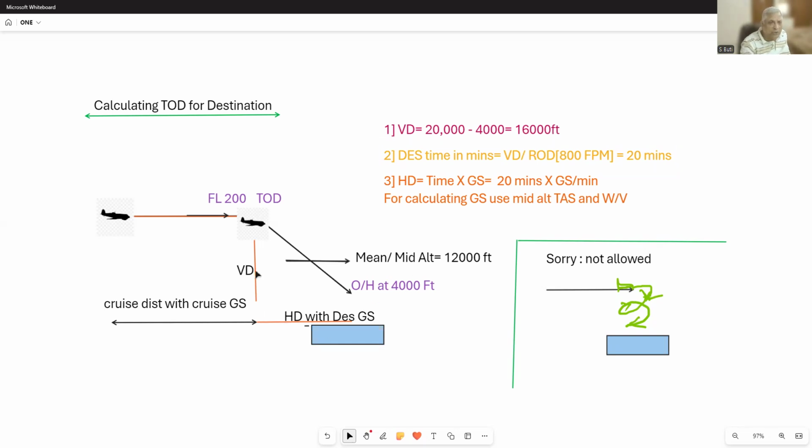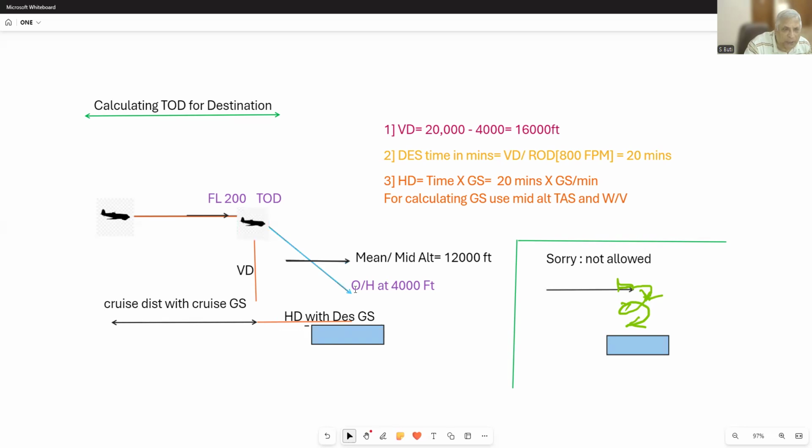Now, when should I start the descent? Find out this horizontal distance: time, 20 minutes, into the ground speed per minute, which is ground speed divided by 60. Okay, if your ground speed during descent is 300, per minute it will be 5 nautical miles. In 20 minutes, you will need 100 nautical miles to descend.